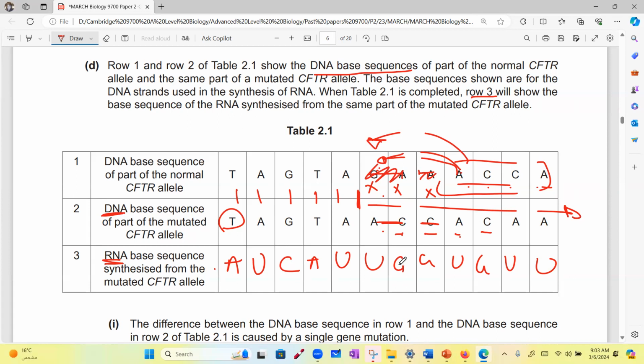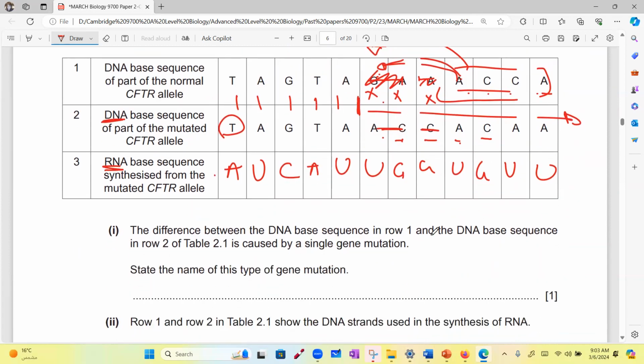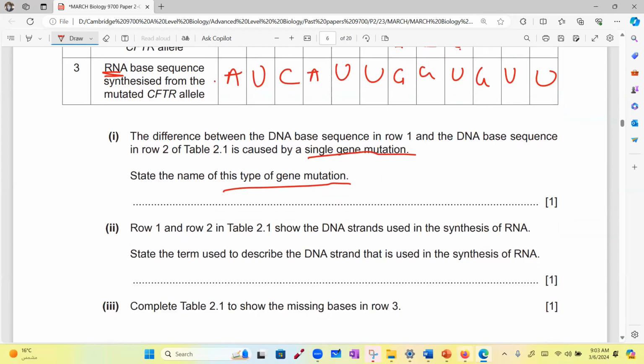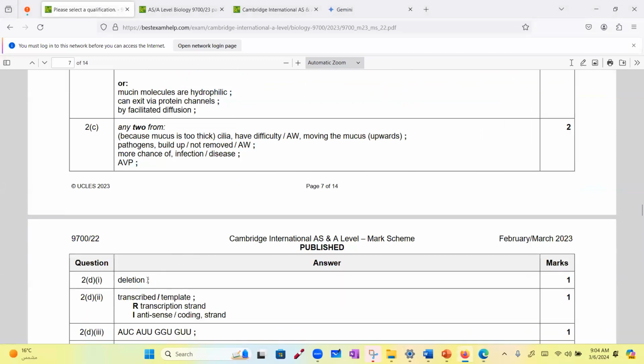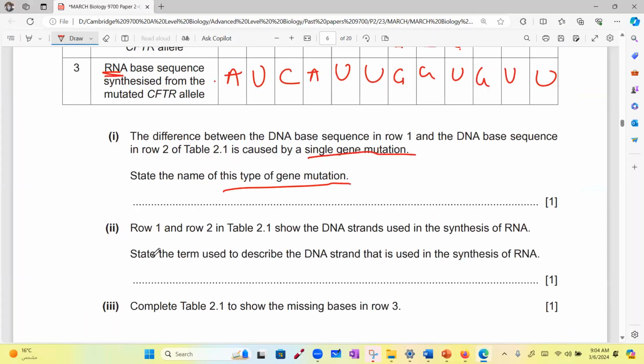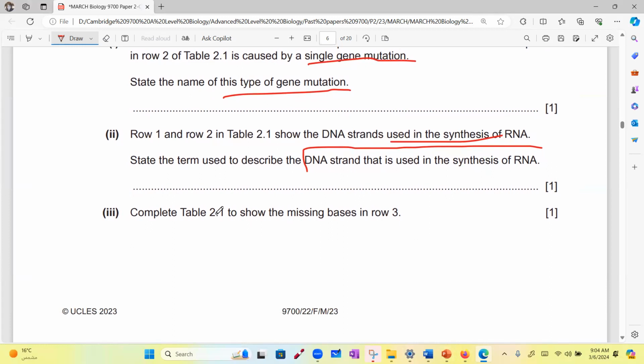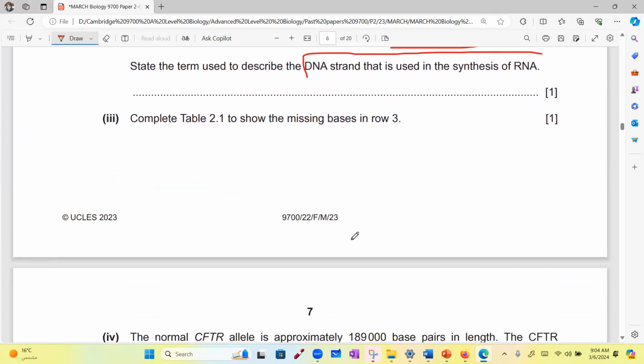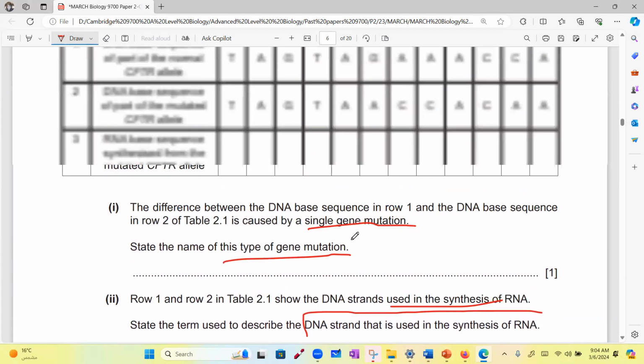Okay. So the difference between the DNA base sequence in row 1 and in row 2 is caused by a single gene mutation. What is the name of this type of mutation? Deletion. Okay, let's just make sure. Yes, it's deletion. Row 1 and 2 show the DNA strands used in the synthesis of RNA. State the term used to describe the DNA strand that is used in the synthesis. Template, very good. Complete table 2.1 to show the missing bases we just did. Didn't we? Yes. Okay, good.